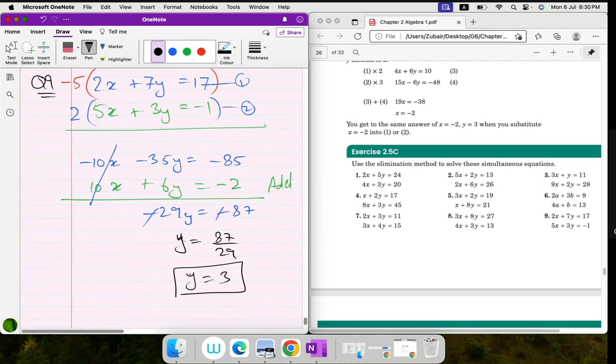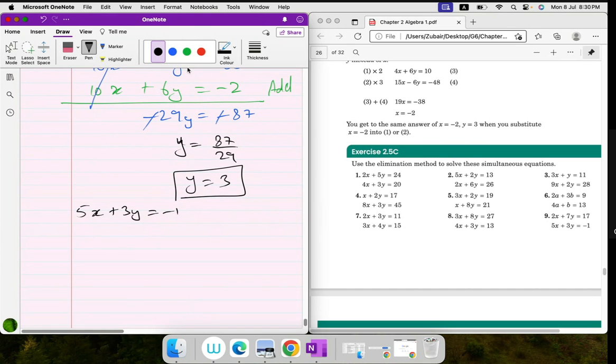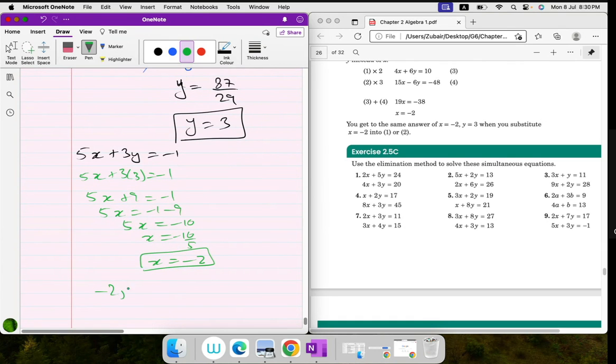Now we can choose any equation. I'm selecting the second one. 5x plus 3y is equal to minus 1. We put the value of y. 5x plus 3 into 3 equals minus 1. 5x plus 9 equals minus 1. 5x is equal to minus 1 minus 9. 5x equals minus 10. x is equal to minus 10 by 5, and x is equal to minus 2. Minus 2 comma 3 is the final answer.